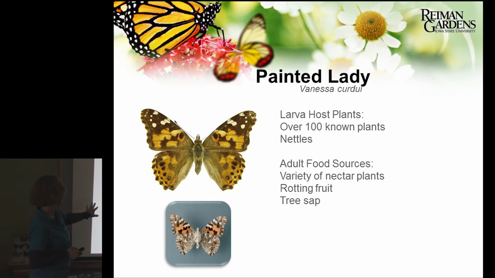Painted ladies are something that we kind of call a generalist feeder. There are over 100 plants that have been documented that they have used for a host plant. One of those being nettles, but they use other things like sunflowers, zinnias, sometimes lantana. So they have a lot of different things they'll lay their eggs on. And then as an adult food source, these guys will nectar pretty much on any flowers they can find. They also will nectar on rotten fruit.